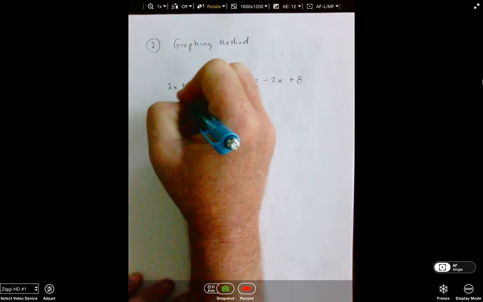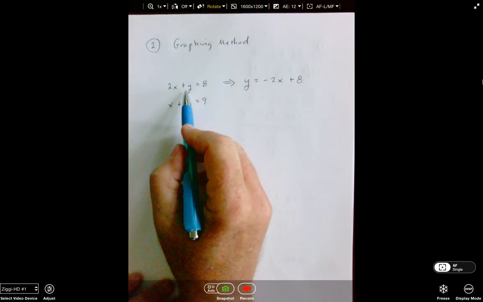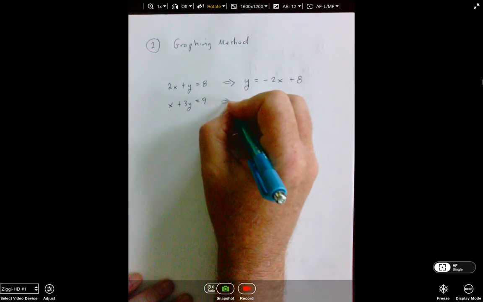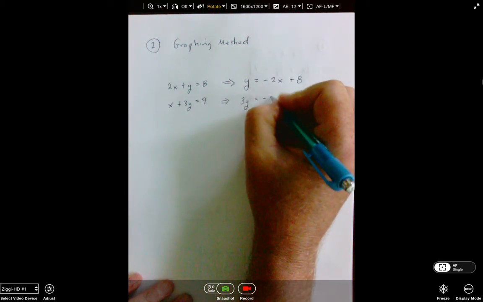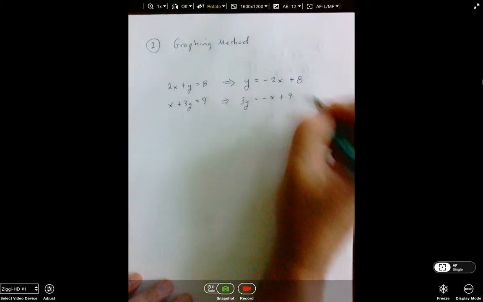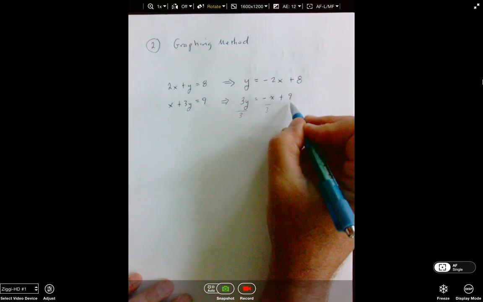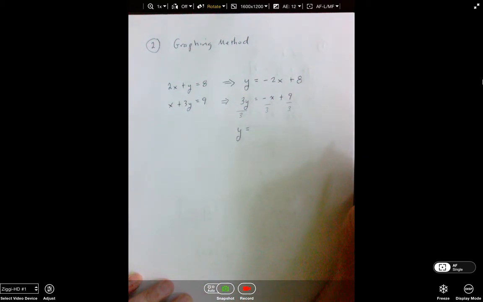Now I've got to work a little bit harder on the x plus 3y, because there's going to be an additional step, because the leading coefficient of y is not equal to 1. So the first thing I would do here is I would have 3y equals -x plus 9, and then I've got to divide through each term by +3. So ultimately, guys, on the left side I get y.